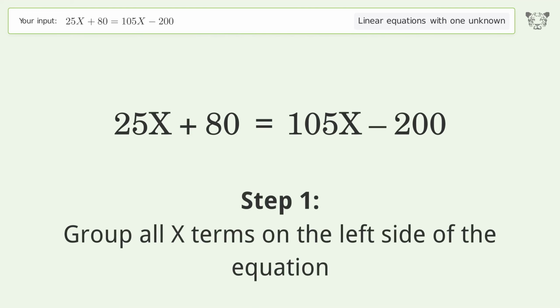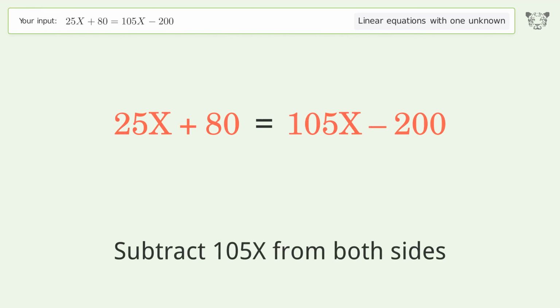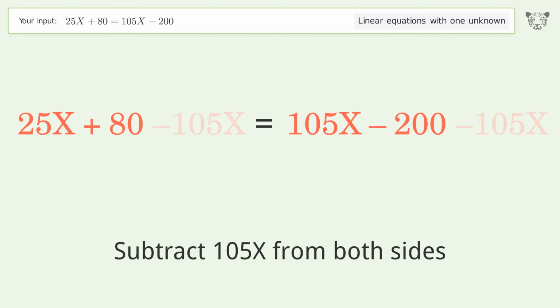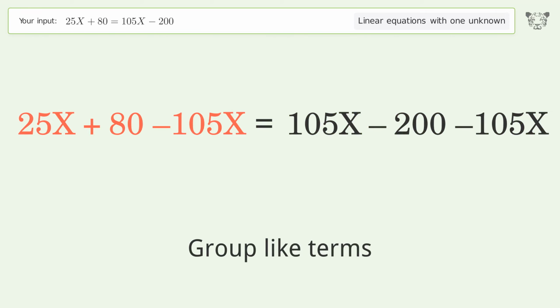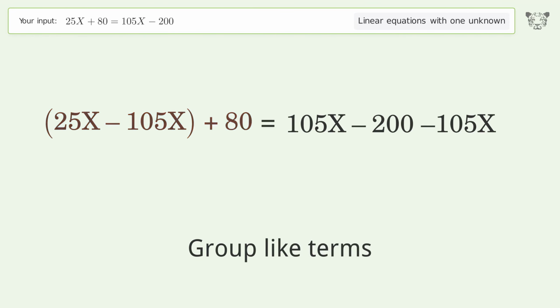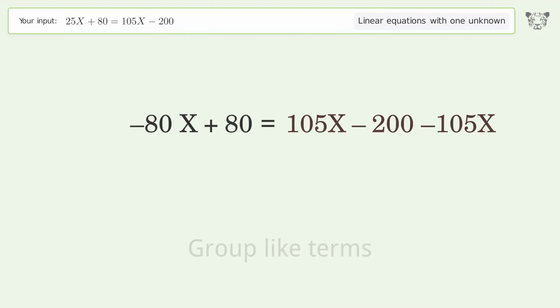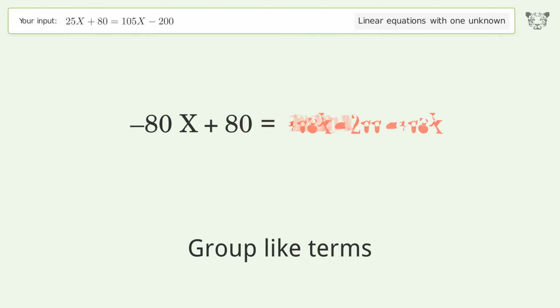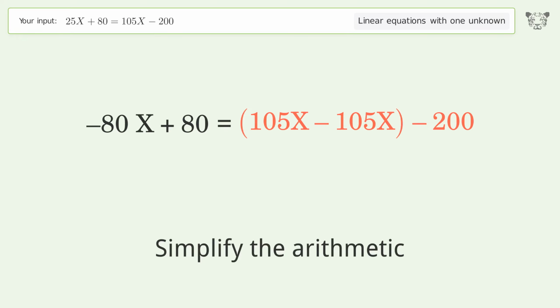Group all x terms on the left side of the equation. Subtract 105x from both sides. Group like terms. Simplify the arithmetic. Group like terms. Simplify the arithmetic.